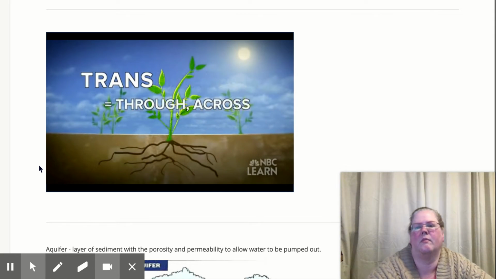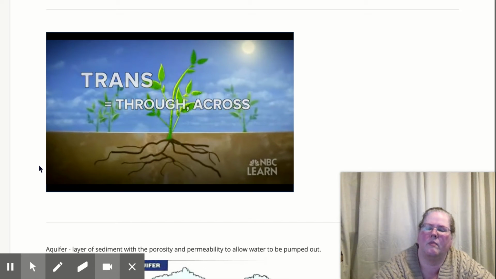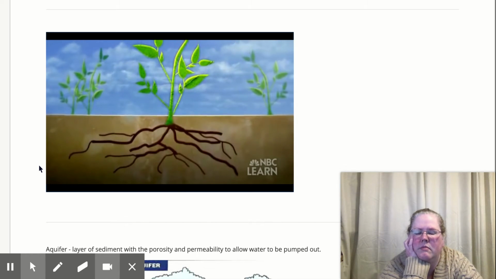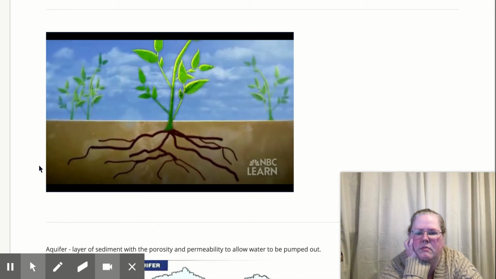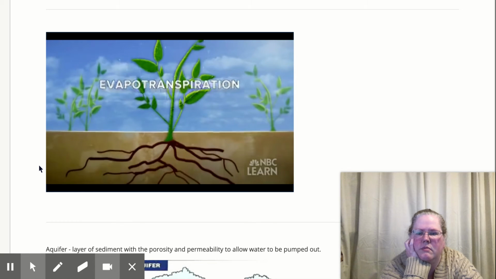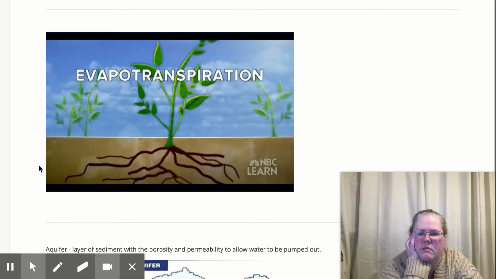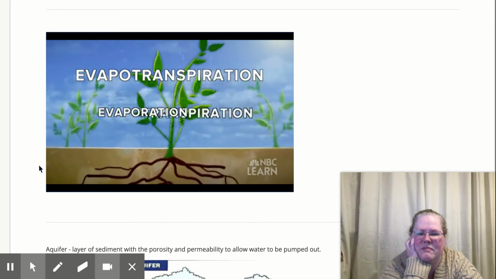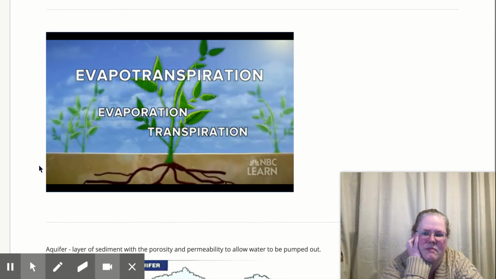Trans means through or across. Plant roots draw up groundwater. And plants pull that water up through their stems into the leaves and then release it back out through evapotranspiration. Evapotranspiration, a spelling bee-worthy term for evaporation from soil and water surfaces, plus transpiration from plants.